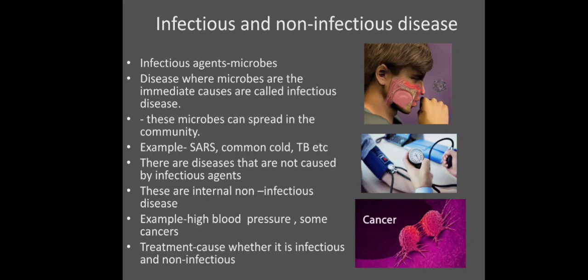We may wonder why we are getting infected. The reason is that these microbes or microorganisms can spread in the community, and the diseases they cause will spread along with them. So it's a communicable disease. It spreads from one person to another, and the chance of getting infected is very high. Examples of infectious diseases are SARS, influenza, common cold, TB or tuberculosis, and hepatitis A and B. There are many more; these are a few examples.